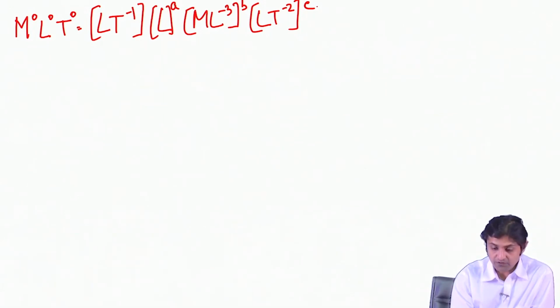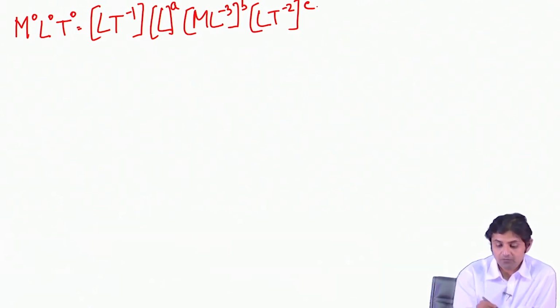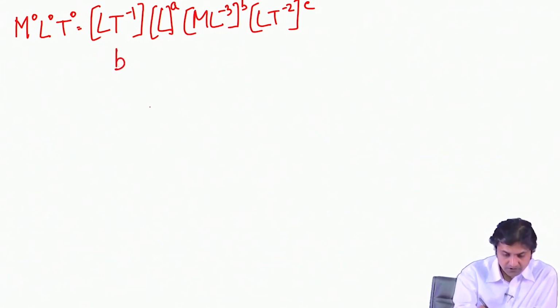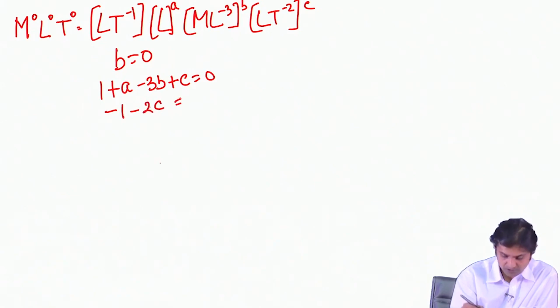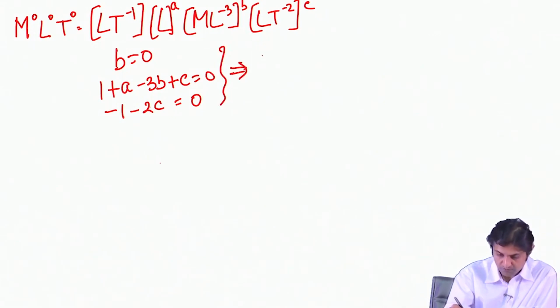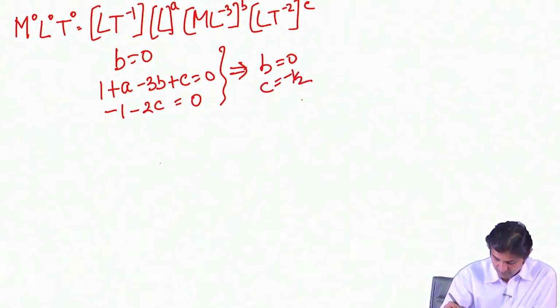If we solve this, we see there is only one term for M. So, equating M we will get B is equal to 0. Secondly, we will get 1 plus A minus 3B plus C is equal to 0. And thirdly, minus 1 minus 2C is equal to 0. This all together is going to give me B is equal to 0, C is equal to minus half, and A is equal to minus half.